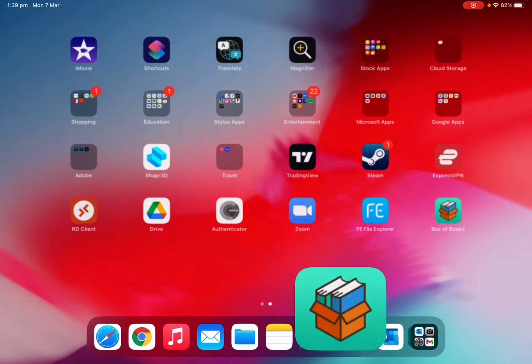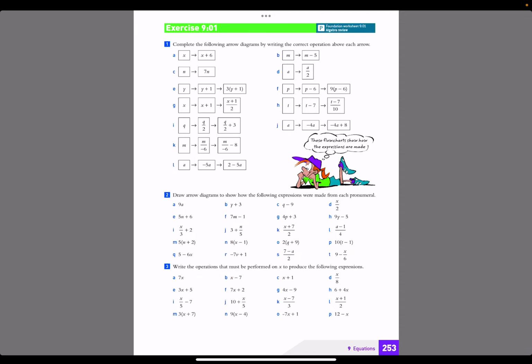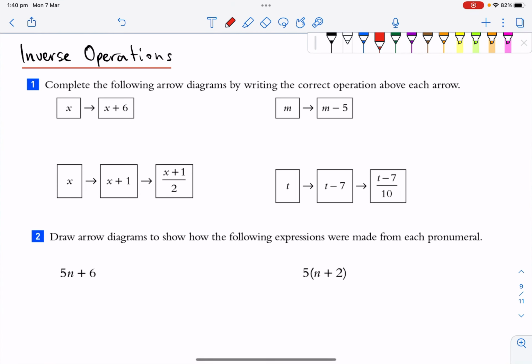Let me just double check it's 901, I kind of forgot what it is. Yeah, 901. And it's a pretty straightforward exercise. It's your introduction into equations. I just thought I'd start it from here. Now it's nice and easy. Basically we're going to be doing what's called arrow diagrams. And the first question says complete the following arrow diagrams by writing the correct operation above each arrow. So basically, what's the operation to take it from here to here?